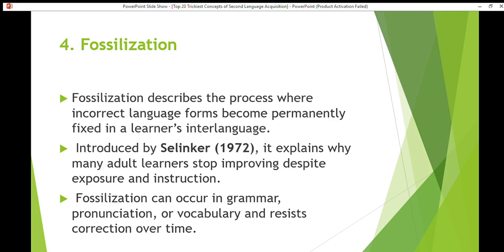Fossilization describes the process where incorrect language forms become permanently fixed in a learner's interlanguage. This was introduced by Selinker in 1972. It explains why many adult learners stop improving despite exposure and instruction. Fossilization can occur in grammar, pronunciation, or vocabulary and resist correction over time.